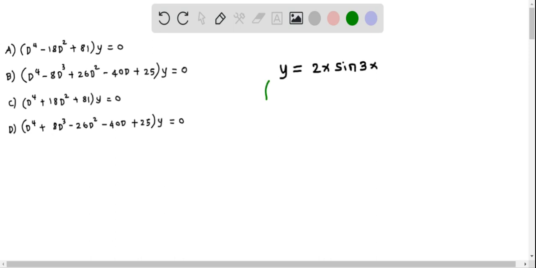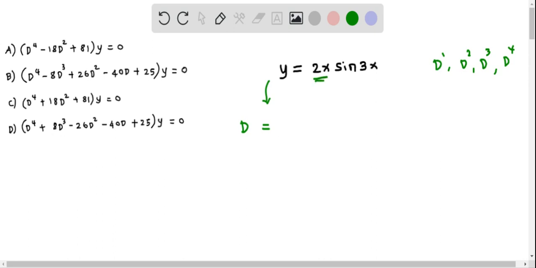So first, I'm going to consider this solution, and I'm going to find the derivatives, that is D1, which represents the first derivative, D2, D3, and finally D4, the fourth derivative. So first, let's find D1, which is basically D. Here we have to differentiate with respect to x.